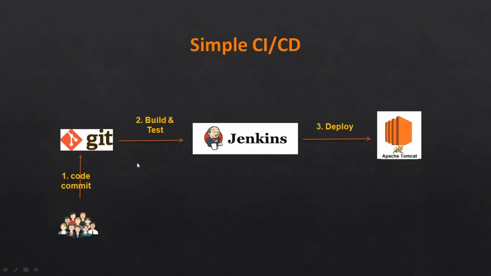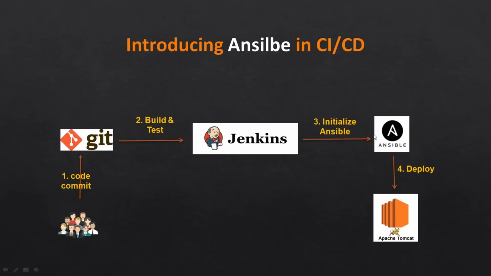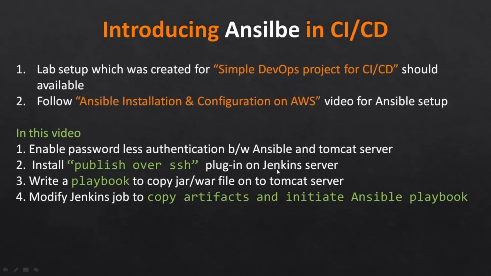So this is what we have done in our previous lab, where developers check in their code onto Git. Jenkins is going to take that code, build, and then deploy it onto the Tomcat server. But in today's video, we are introducing Ansible, where developers check in their code onto Git. Jenkins will take and build that code. Whatever build artifacts we get, it will give to Ansible. Ansible is going to deploy it into the Tomcat server. We are assuming that Tomcat is running on a VM. For this, we need to follow these steps.